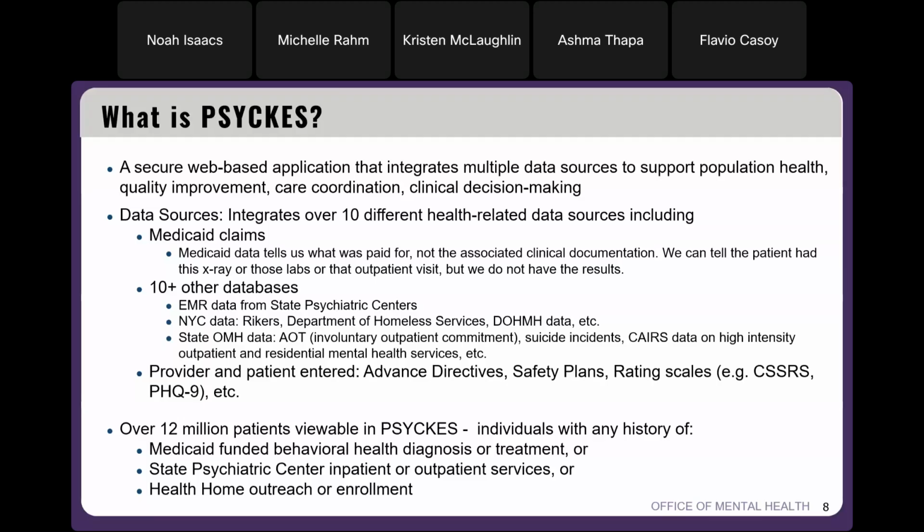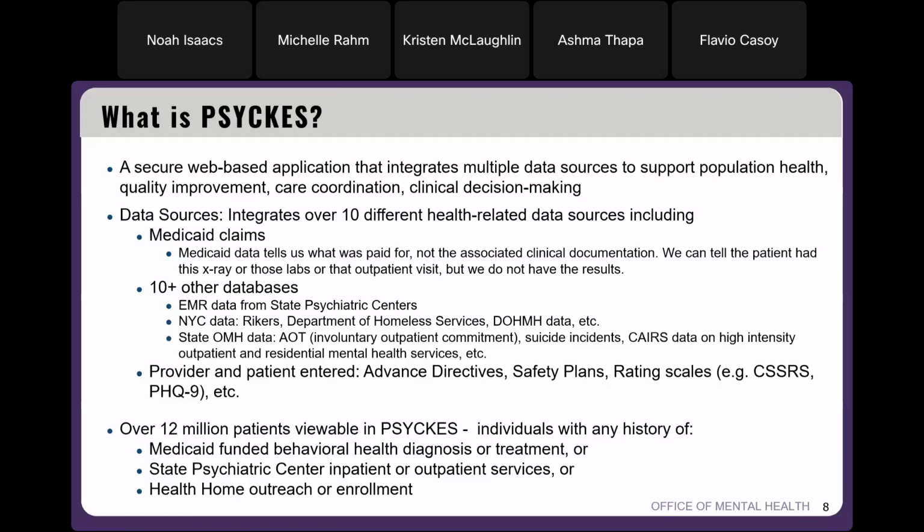The only lab results that we actually have are coming from state PC data because we have data sources outside of Medicaid claims. So let's talk a little bit about some of those data sources. Outside of Medicaid data, we also get electronic medical record data from the state psychiatric hospitals, which includes general and behavioral health diagnoses, admission and discharge dates, medications, and what I mentioned were the lab values, which is a little bit different than what we're getting from Medicaid.